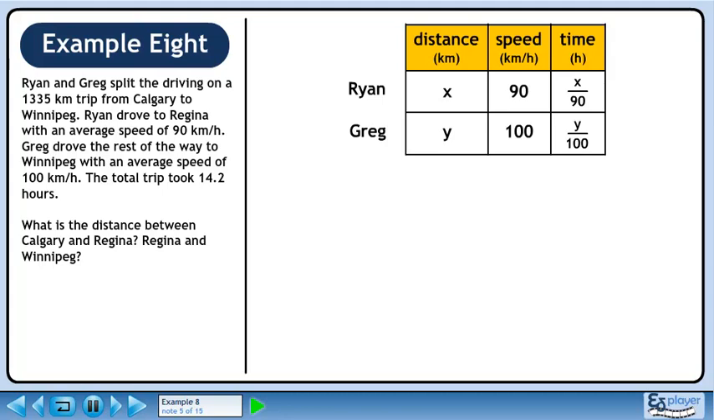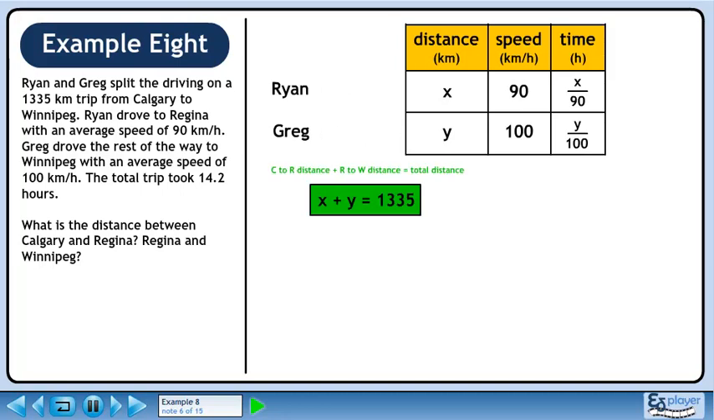Now we'll write a system of equations. The total distance from Calgary to Winnipeg is 1,335 kilometers, so we have x plus y equals 1,335 as our first equation. The total time is 14.2 hours, so we have Ryan's driving time plus Greg's driving time equals 14.2 hours.